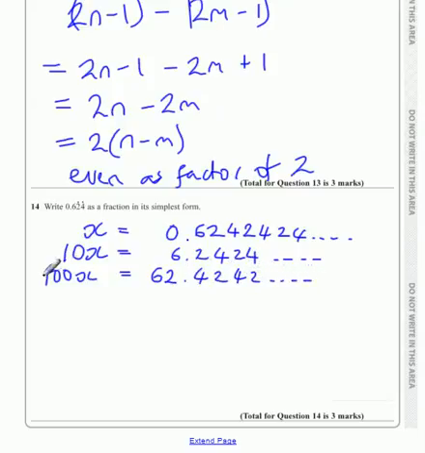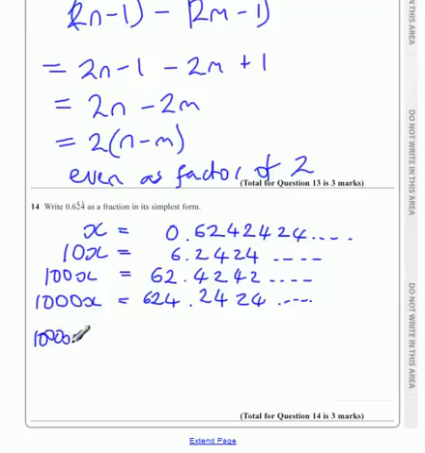Now here, with the 100x and the x, they do match up some of these. So if we were to take these away, all of these are going to cancel out. We've still got these ones here. So what I'm going to do is go up to 1000x instead. So that'll give us 624.2424. Now if we compare some of these, the 1000x and the 10x have the same numbers after the decimal point. So if we do 1000x, take away 10x, what we can do is this number take away this number.